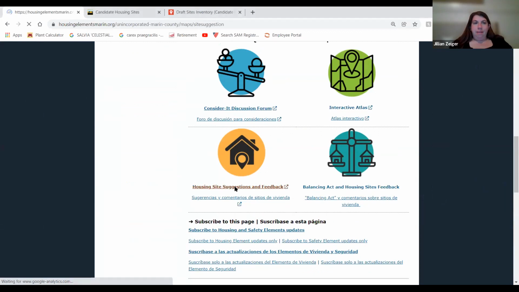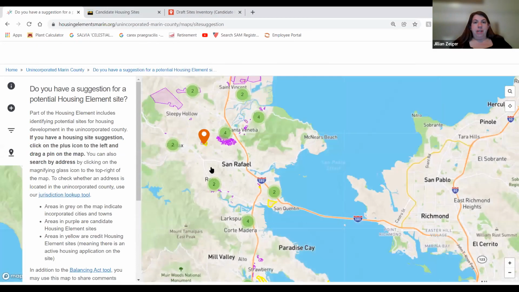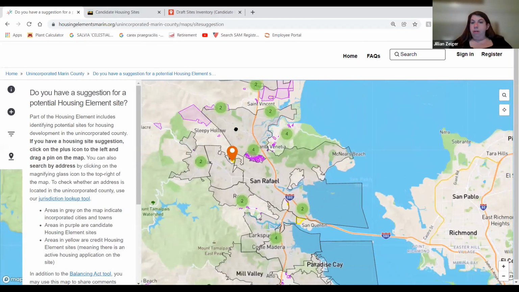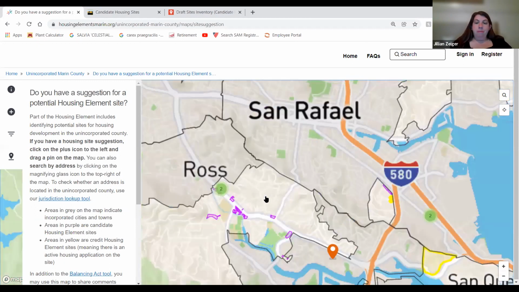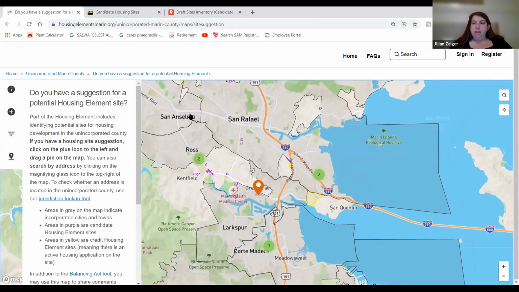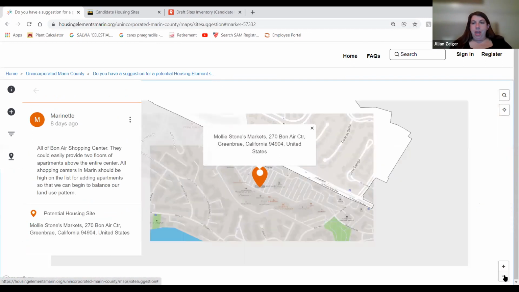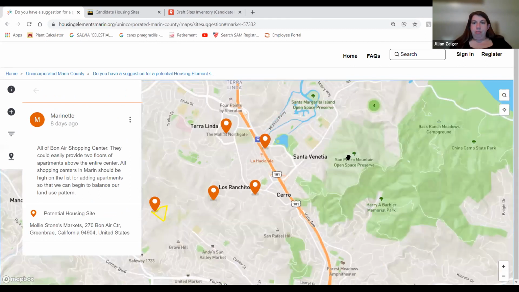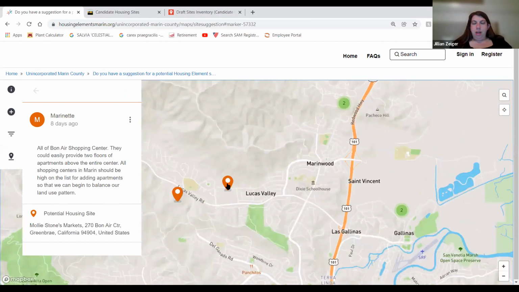So if I click on that, this is a map where you're able to not only comment on all of the sites, but if you found a site in your neighborhood, or maybe it's on the way to work, and you think, wow, that would be a really good site for housing, you can click. Well, I don't think this is a great example because it's not in unincorporated Marin, but it's still good to see everyone's ideas. So let's say there's another site in Lucas Valley.